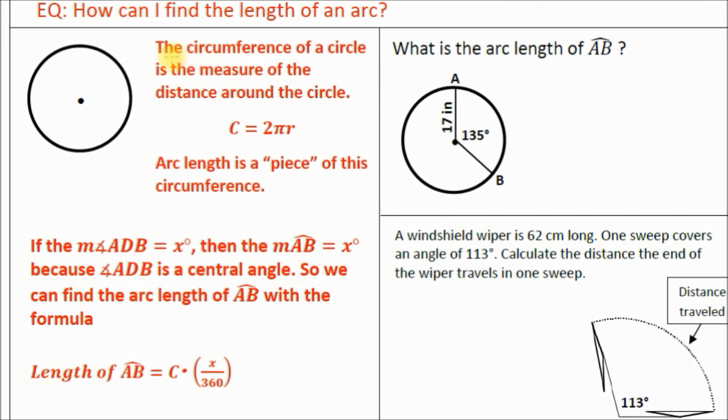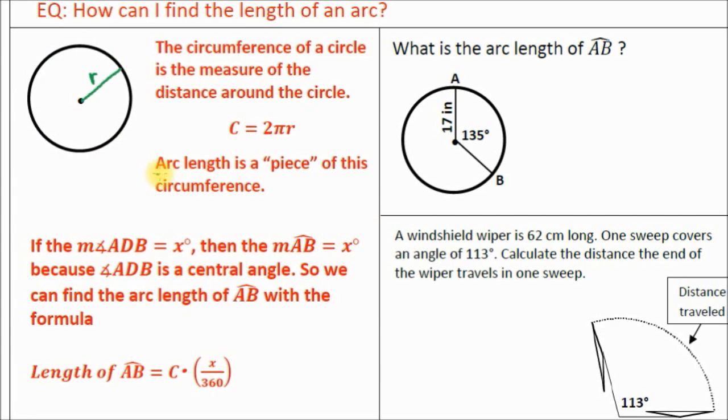So for this particular example, class, the circumference of a circle is the measure of the distance around the circle. We find that with the equation circumference equals 2 pi r. So if you want to find the entire circumference of this circle, you're going to multiply 2 times pi times the radius. So let's just say that this radius is right here. We'll label that as r. That will tell you, class, 2 pi r will tell you the distance or the length around the whole circle.